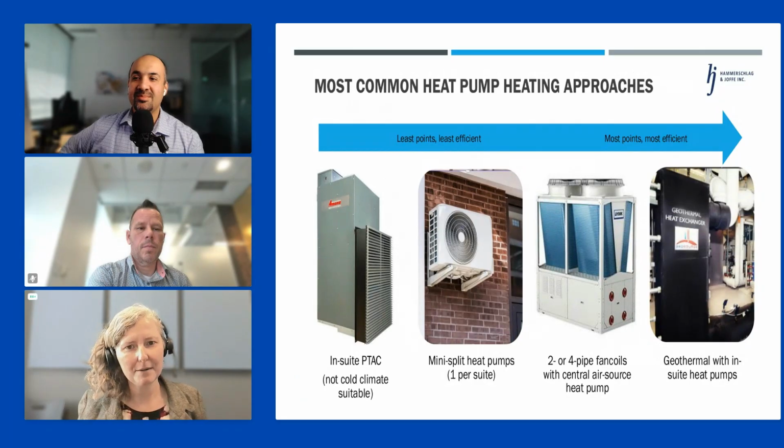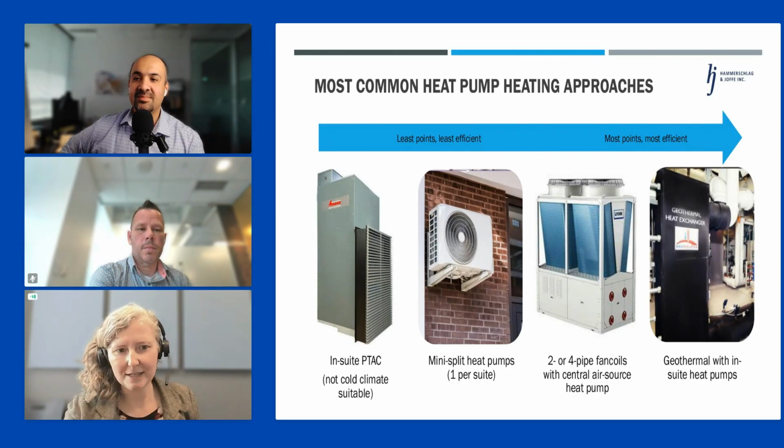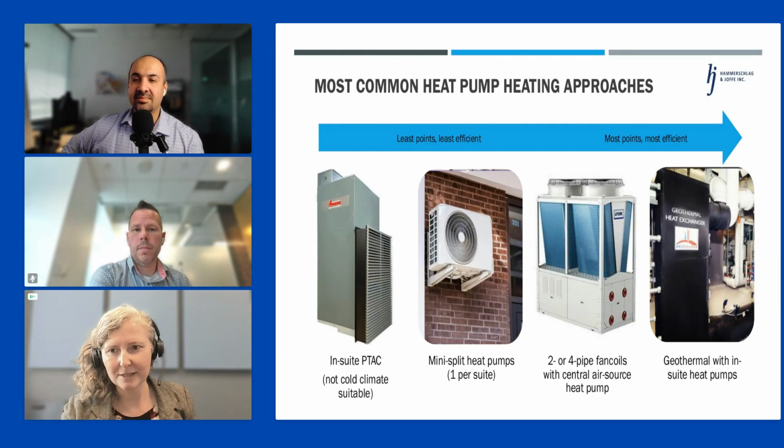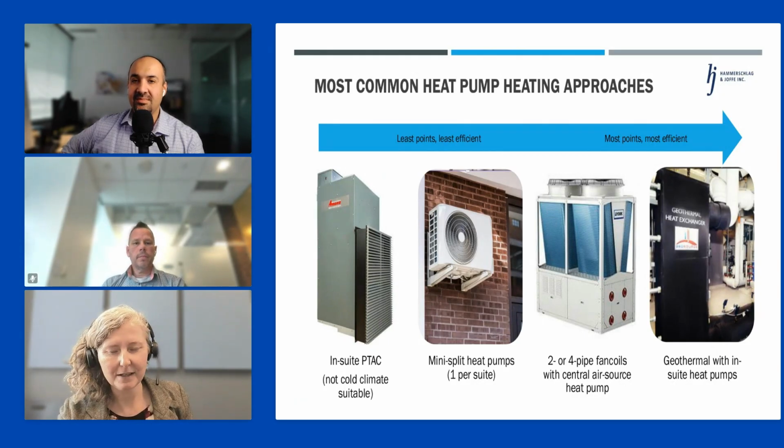So heat pump heating approaches from least MLI Select points expected to most efficient. I've just kind of shown a range here. So the least worst case scenario is in-suite PTACs. A lot of these have very poor cold climate performance. So instead of that coefficient of 2.4, they'll get you sort of 1.8. They're going to be operating on electric resistance anytime it's colder than -10 or -12. Some of them even cut out at -7 Celsius.